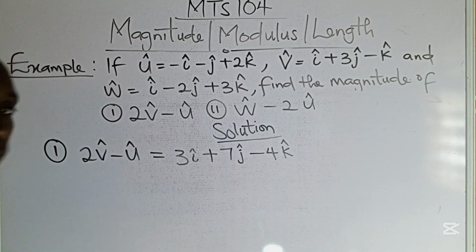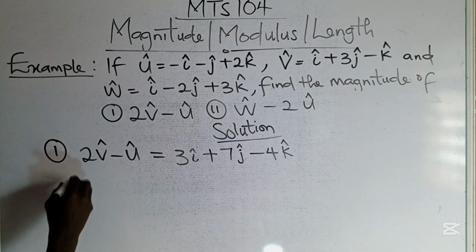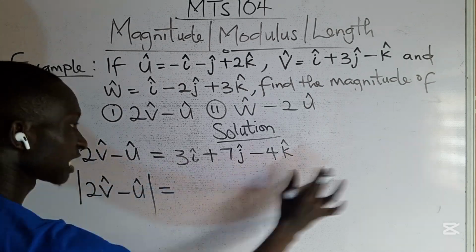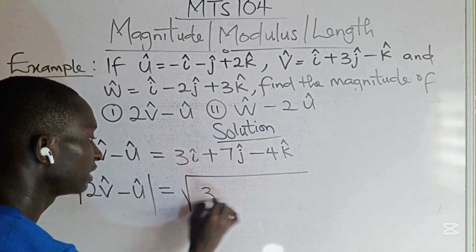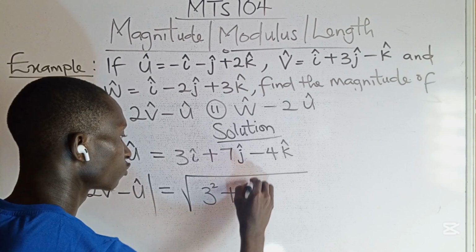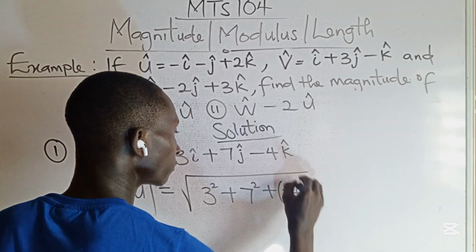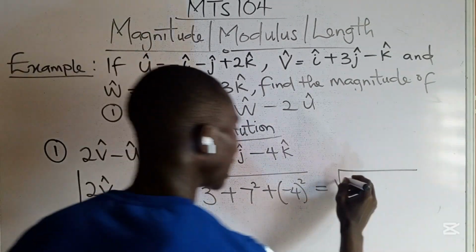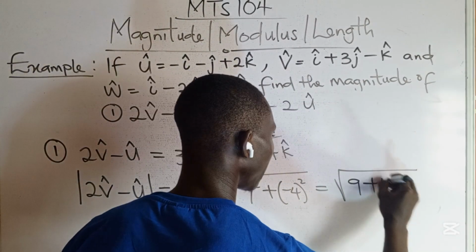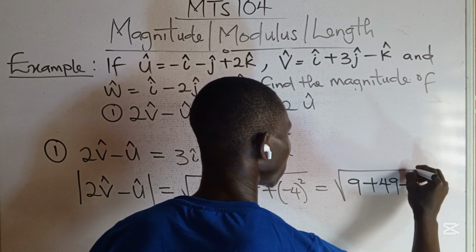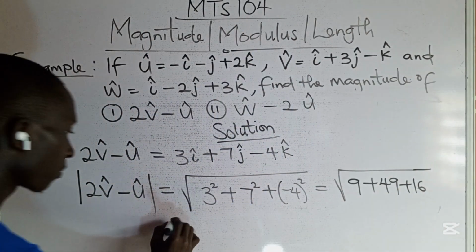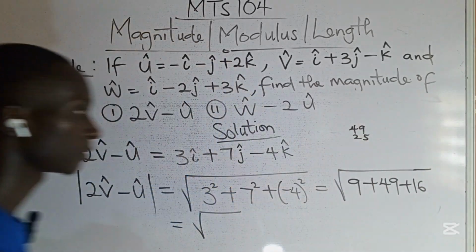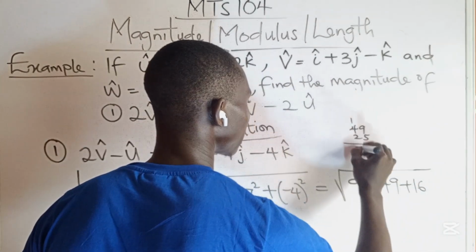Now, the modulus. When we want to find the modulus, we have to put this sign, right? Minus 2. So which is equals to, and this has become a single, the square root of 3 squared plus 7 squared, right? Plus minus 4 squared, which is equals to the square root of, now 3 squared, that gives what? That gives 9 plus 49 plus 16, isn't it? Now, if we sum that up, we have the square root of 49 plus 25, that gives 74, isn't it?